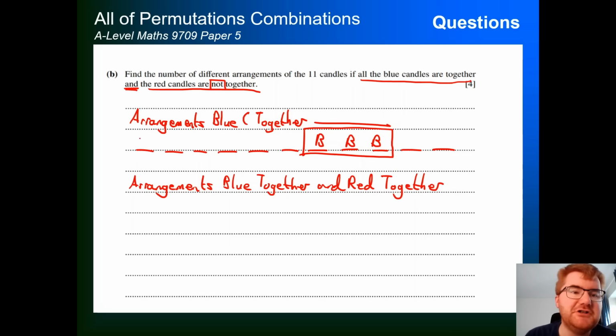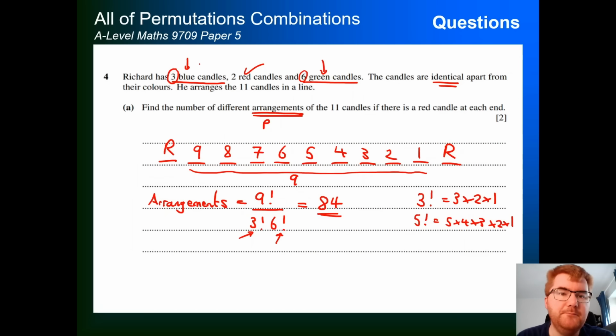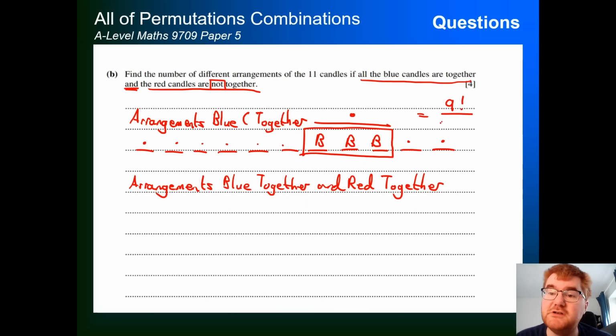So how many slots do we actually have now? So we have 1, 2, 3, 4, 5, 6. One big slot here, 7, 8, 9. So we actually have 9 choices in terms of what we put in here. So we're going to have 9 factorial, but then we need to divide through the repetitions. So we've dealt with the blue, but we've still got 2 red and 6 green. So we need to divide through, just like in the previous question, by 2 factorial and 6 factorial at the bottom. So this calculation here gives us the arrangement of all the blues together.